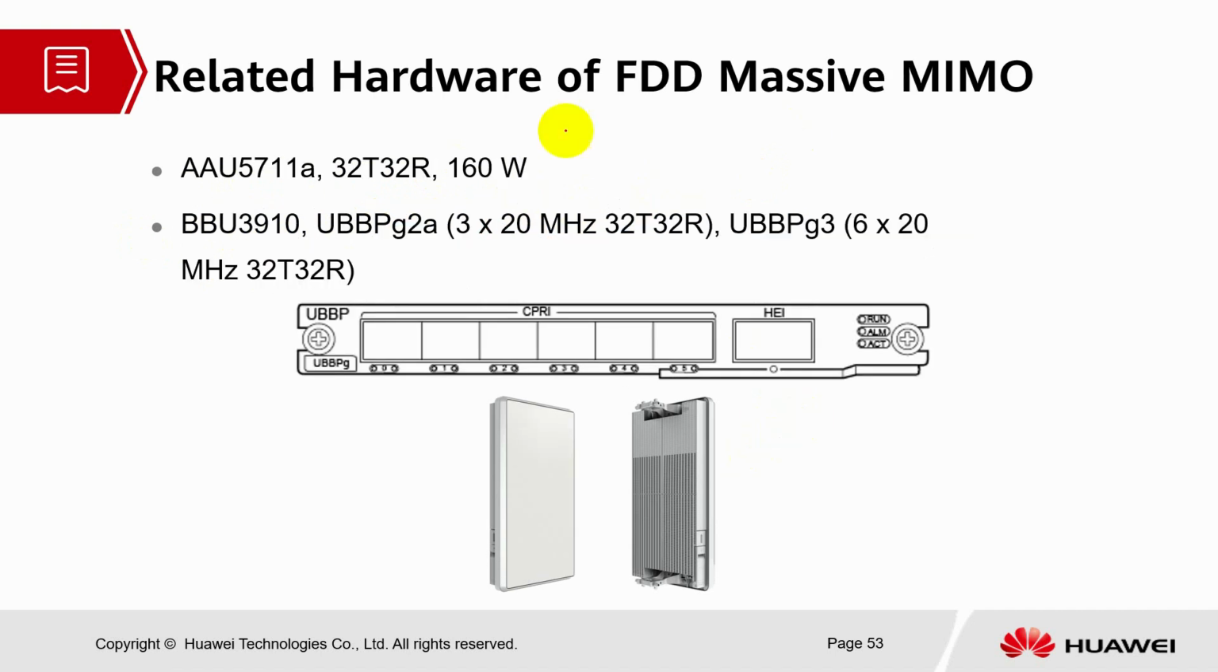And for FDD Massive MIMO, we can use the AAU 5711A module, 32T32R, 160 watts, BBU 3910, UBBPG2A model, 3 cells by 20 megahertz, and UBBPG3 with 6 cells with 20 megahertz, 32T32R. This is also another Massive MIMO solution.